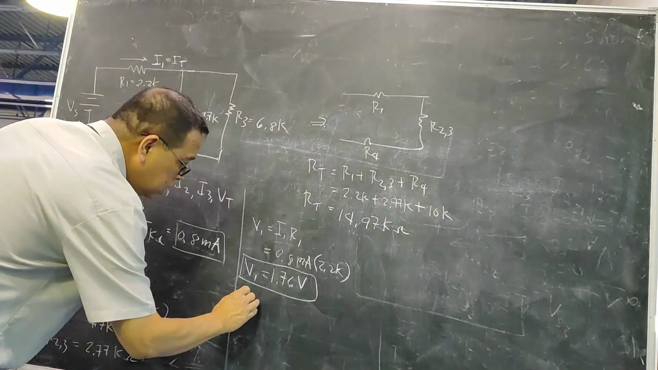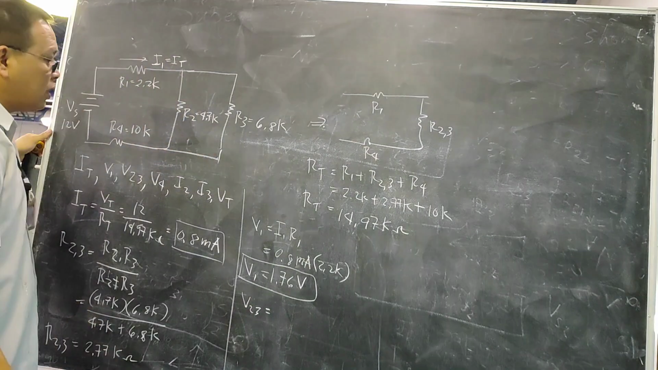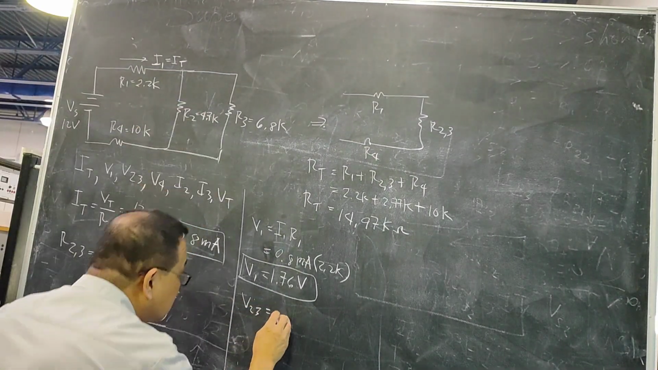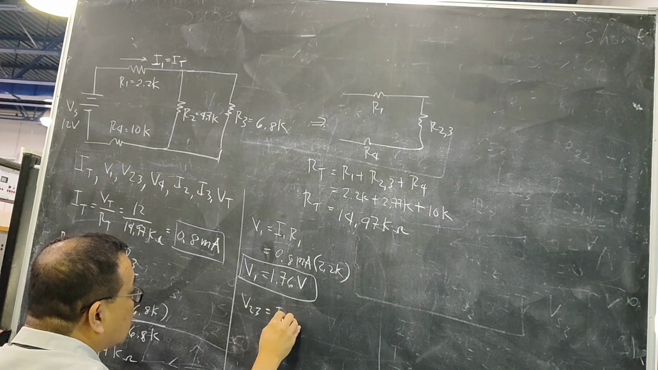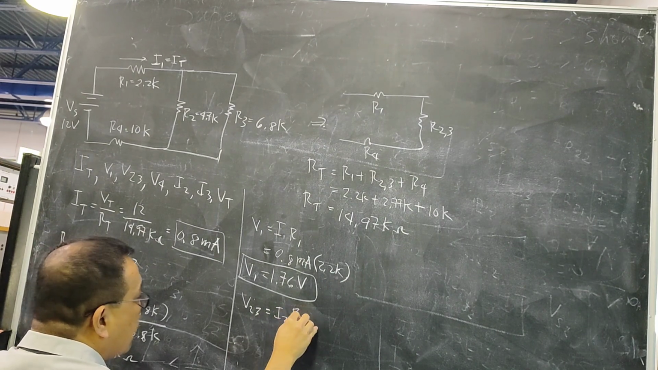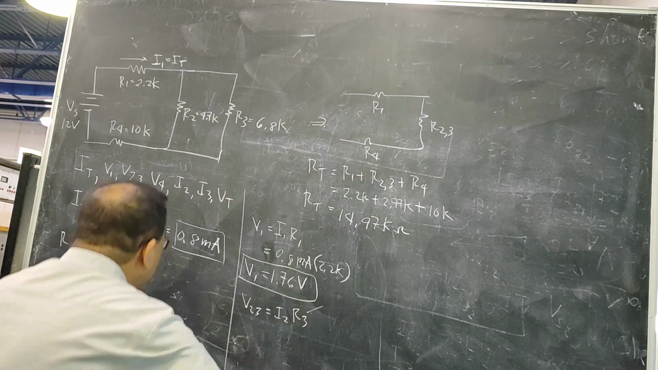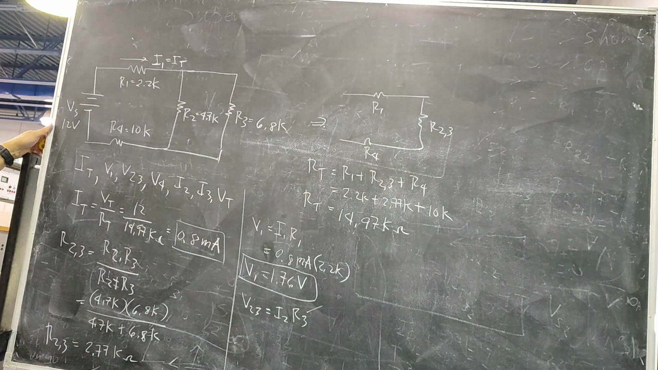So V23 now would be equal to what? This can be I2 or I3, because it's equal, multiplied by R3. Do we have R3? Yes. Do we have I2? This is the question. We don't have I2. So how?